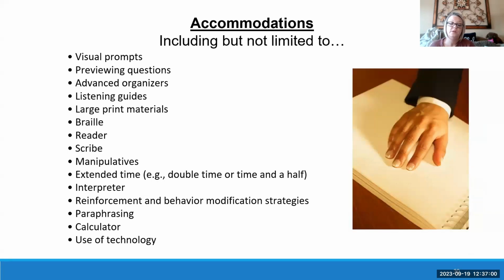We're going to look at some accommodations. Here is a list on the screen of what could be utilized as an accommodation in an IEP. Visual prompts, previewing questions, advanced organizers, listening guides, large print materials, braille, reader, scribe, manipulatives, extended time, interpreter, reinforcement and behavior modification strategies, paraphrasing, calculator and use of technology.